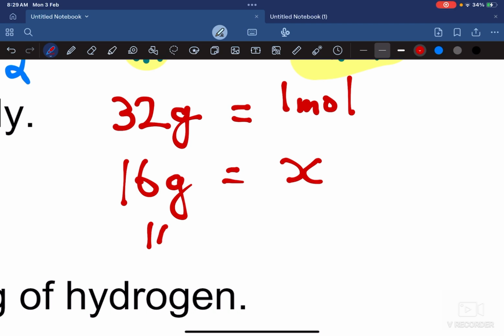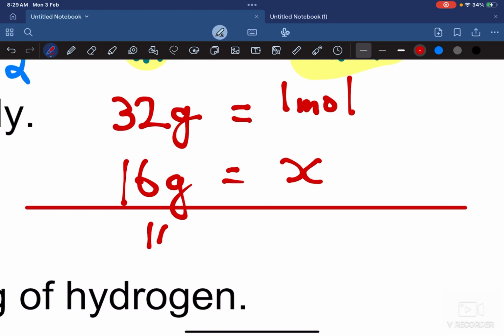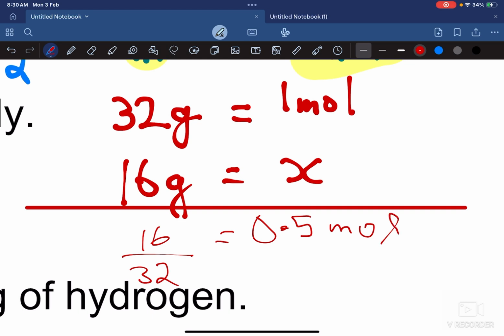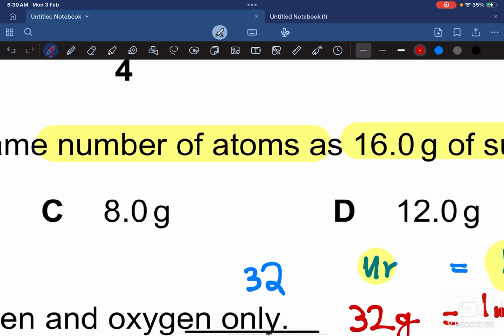Let me draw a line over here. Simply by the ratio method, 16 divided by 32 gives you 0.5 moles. Let me repeat what I said: 32 grams has 1 mole, so 16 grams has X. Simply using the ratio method, you divide 16 by 32 and get 0.5 moles. This means you have 0.5 moles of sulfur.